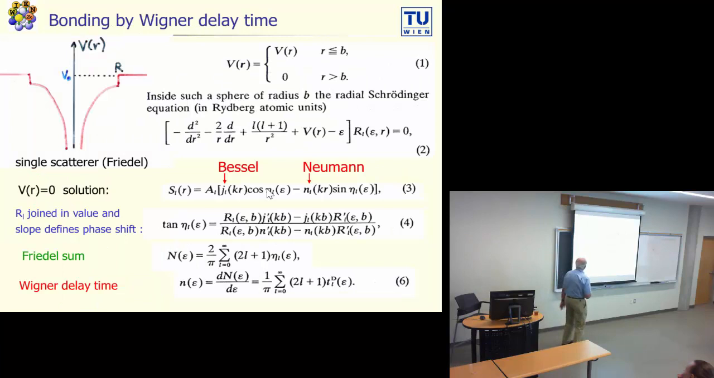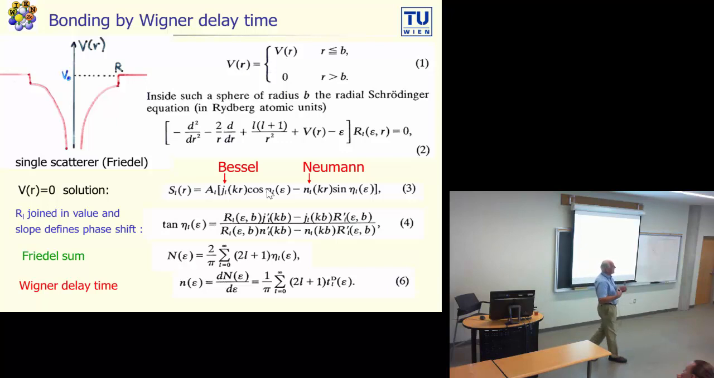This is an old paper. What I'd like to show you here, and I'll make this very brief, is that we can go to Wigner delay times, and you come to a very simple atomic picture. So let's put it this way.